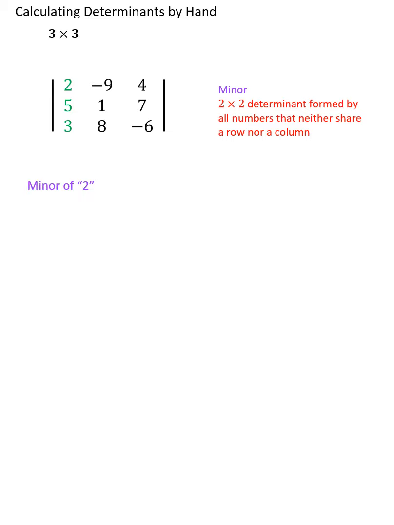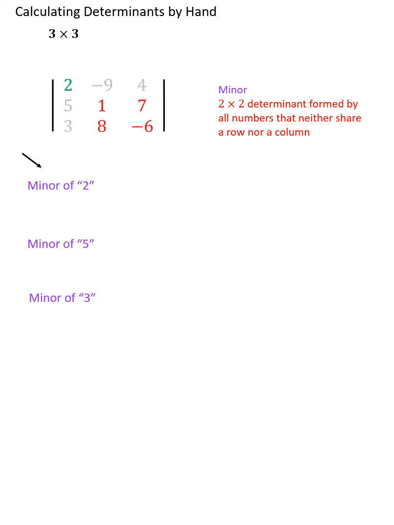We're going to compute the minor of 2, then the minor of 5, and then the minor of 3. In other words, we're going to work our way down the first column, computing this so-called minor for each one of those numbers in the first column. Let's start with the minor of 2. I'll show you what that looks like.